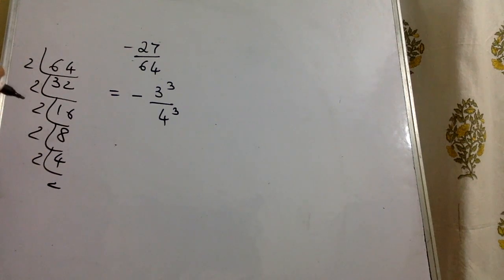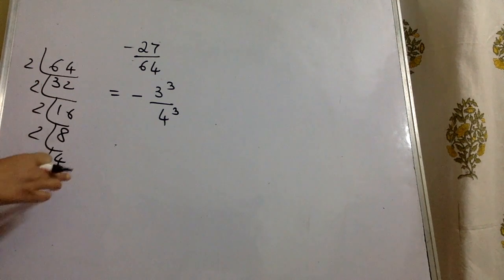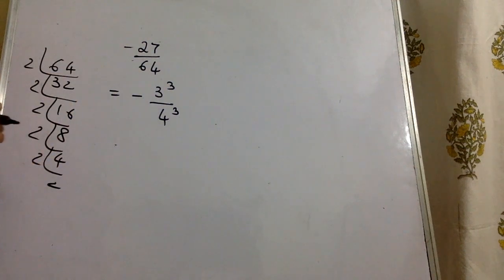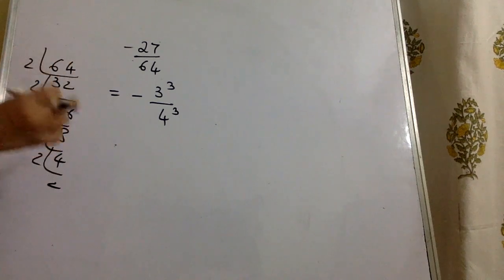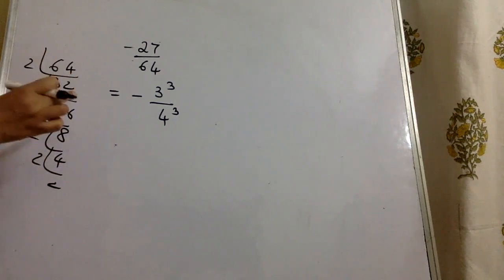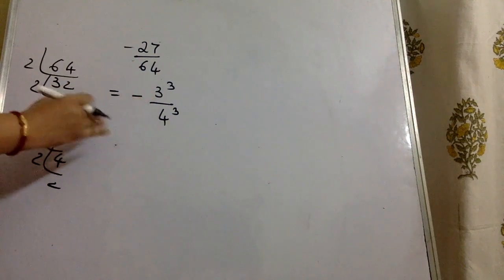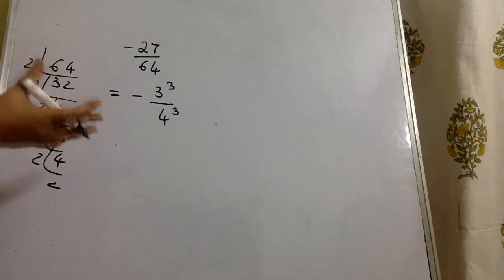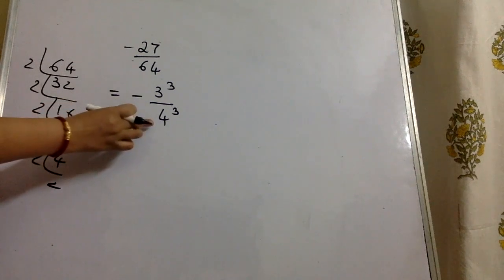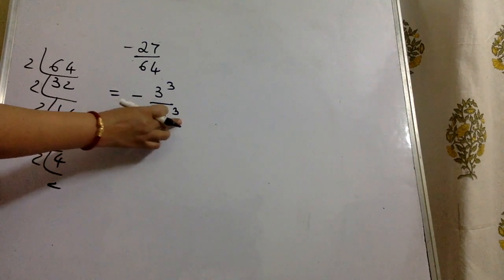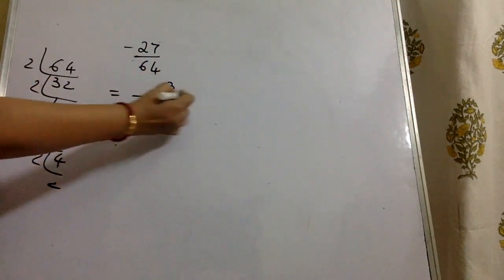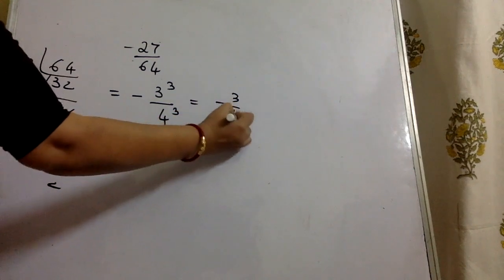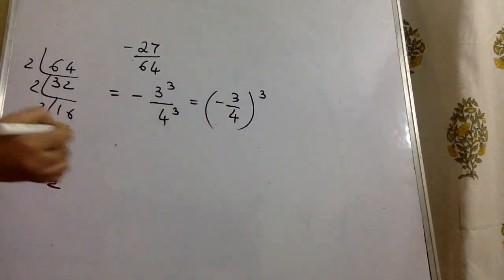Now I could have taken 2 to the power 6, but if I take 2 to the power 6, then my power will not match with the numerator. I want to get it as one single exponent, that is, the entire fraction will have one power. Hence I will have to take some number which has a power 3. Now my next step is to take the minus inside the bracket and put the cube outside.